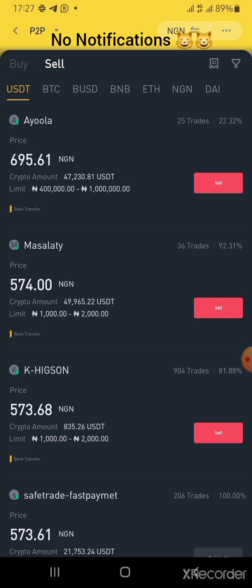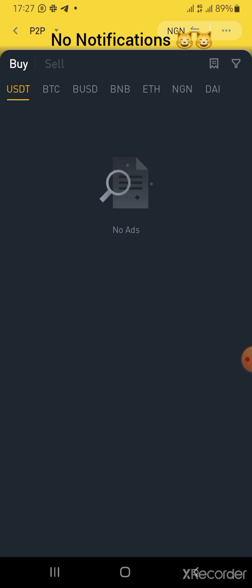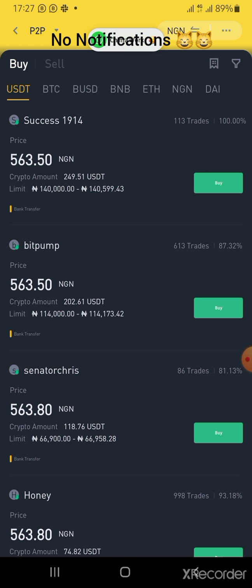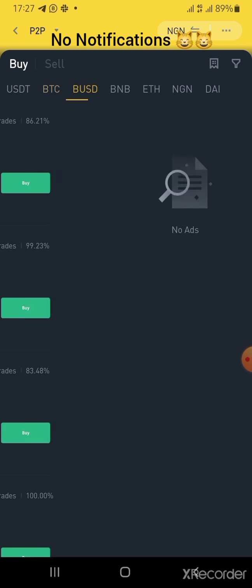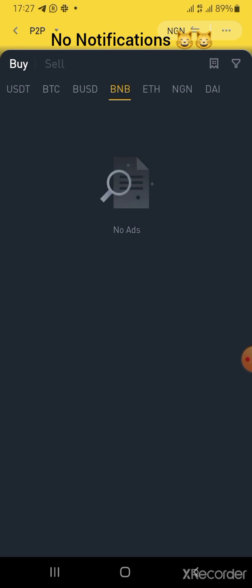Now, sell is when you have crypto and you want to sell. Say you have USDT. Now, this is USDT. There are a couple of assets that you can trade here on P2P. You could trade USDT, buy and sell. You could trade BTC, BUSD, BNB, ETH, and so on and so forth.